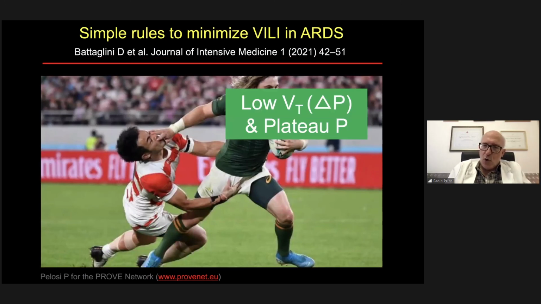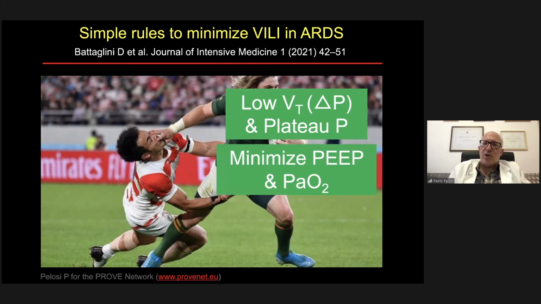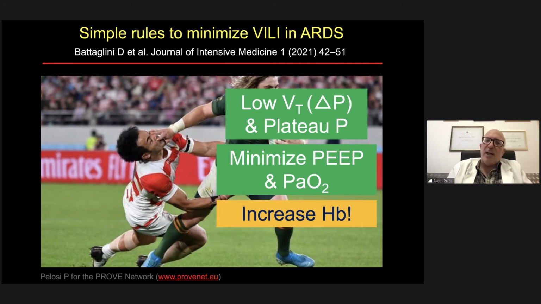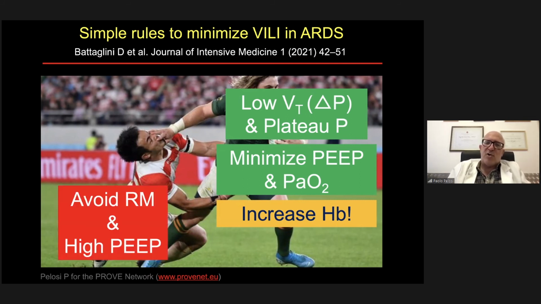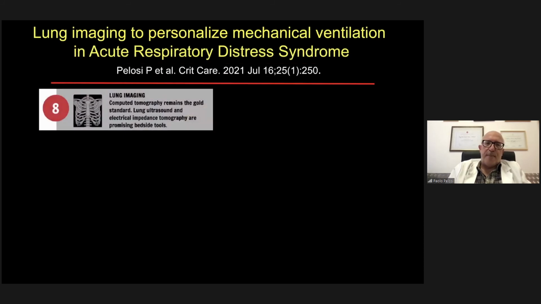So we have to use low tidal volume, which is associated with low driving pressure and plateau pressure, minimizing PEEP and oxygenation. Sometimes we need a little bit of increase in hemoglobin in order to optimize oxygen transport, but avoid routine recruitment maneuvers and PEEP above 15 centimeters of water. Of course, these strategies always have to be connected with proning.